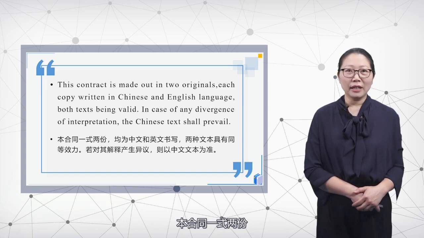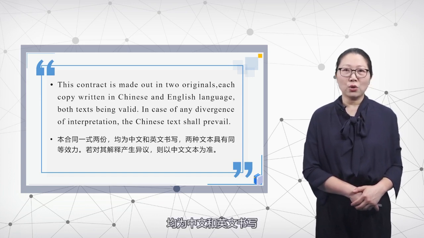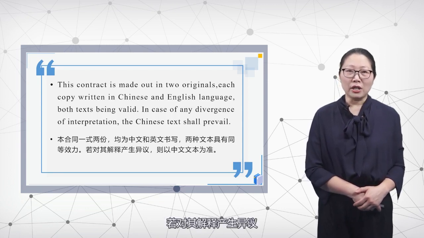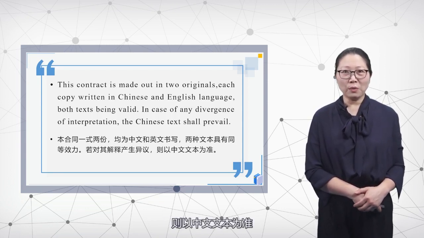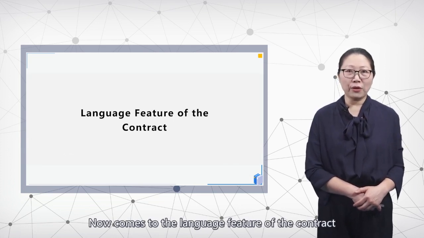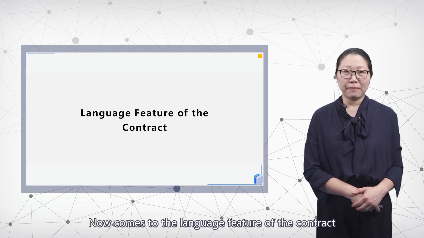本合同一式两份，均为中文和英文书写，两种文本具有同等效力。若对其解释产生异议，则以中文文本为准。Now comes to the language features of the contract.